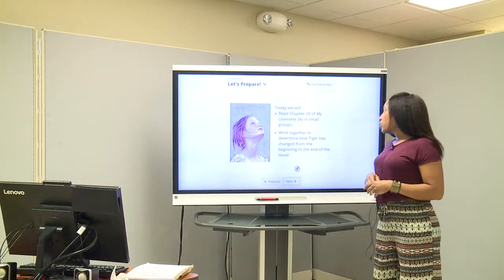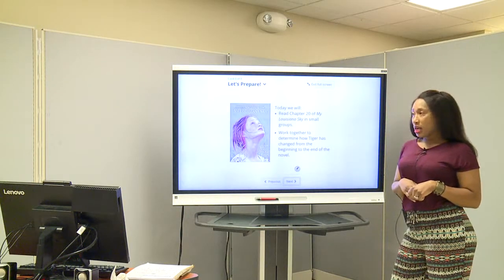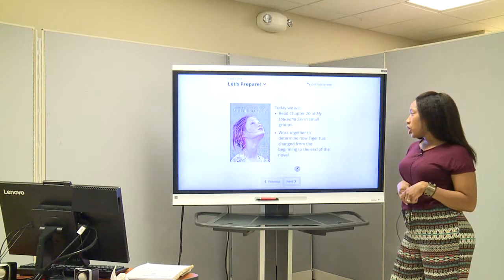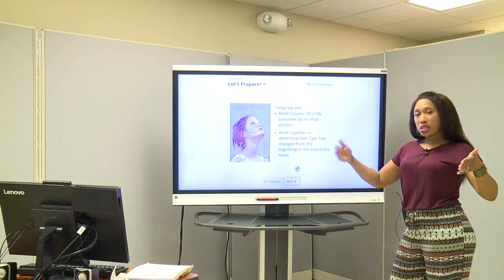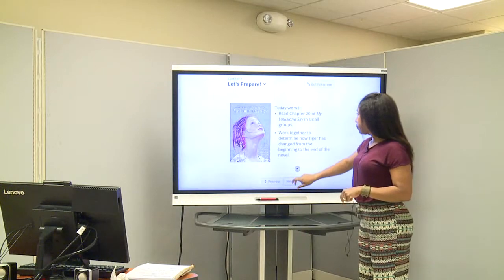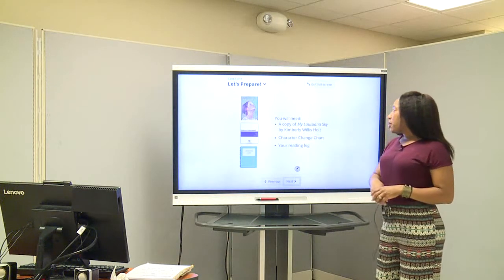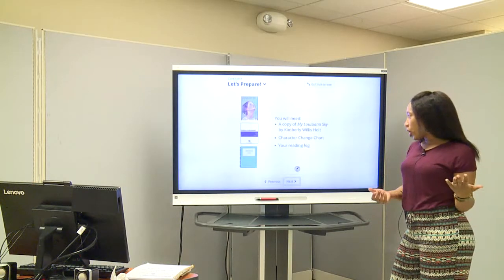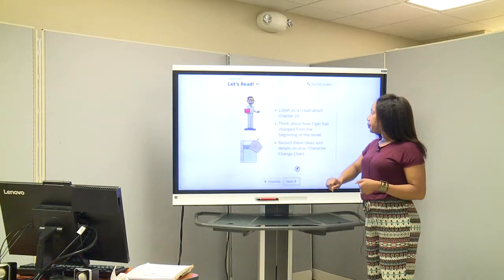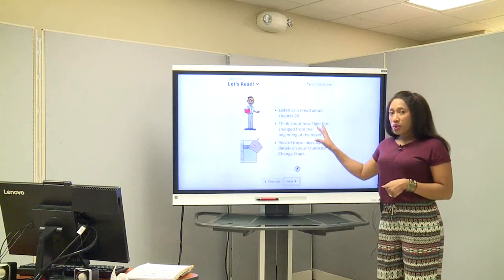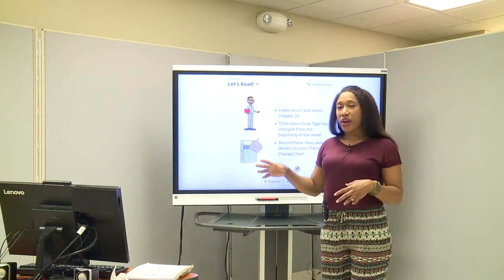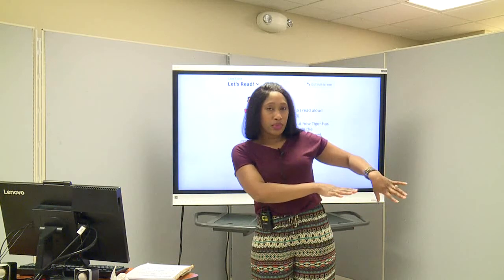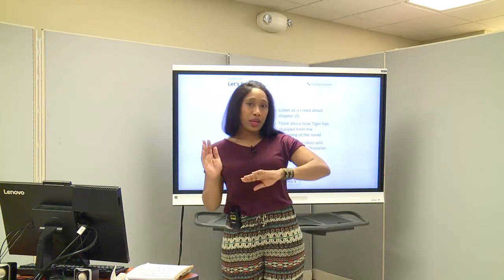Today, we are going to read Chapter 20 of My Louisiana Sky. We are also going to work together to determine how Tiger has changed from the beginning of the novel to the end of the novel. For this assignment, you will need a copy of My Louisiana Sky, a character change chart, and also your reading log. So we're going to begin with our reading, and I hope that I provided you with enough information to recall what we read before so that you can understand what's happening now.